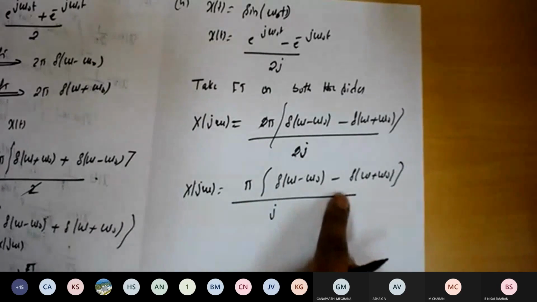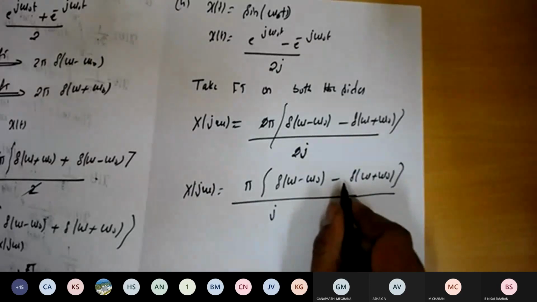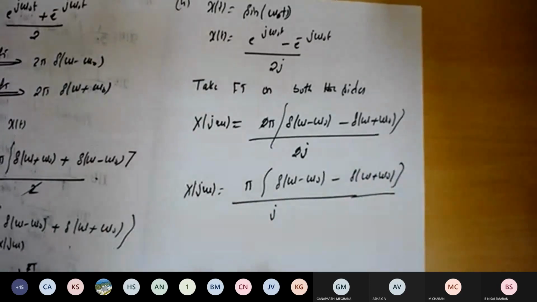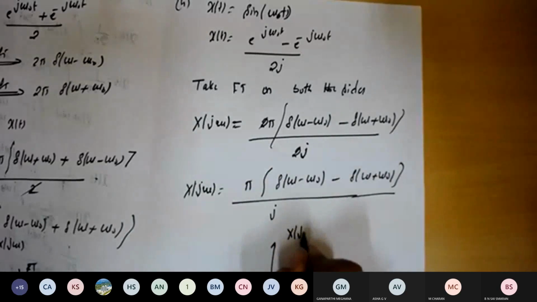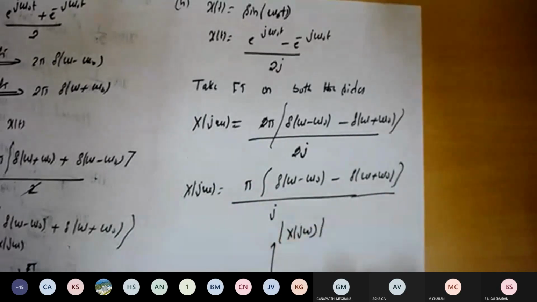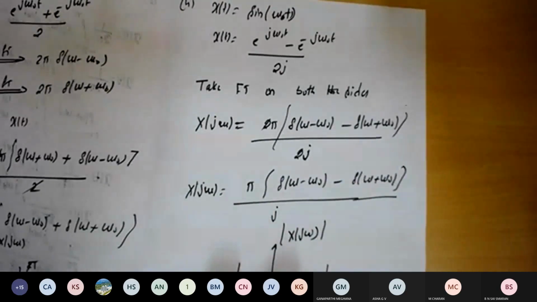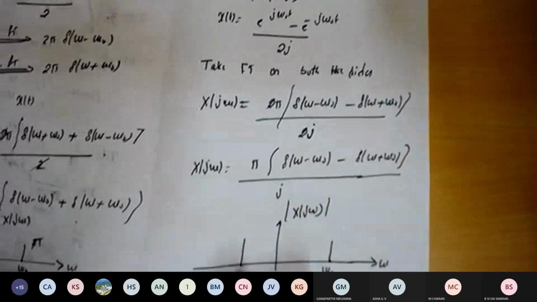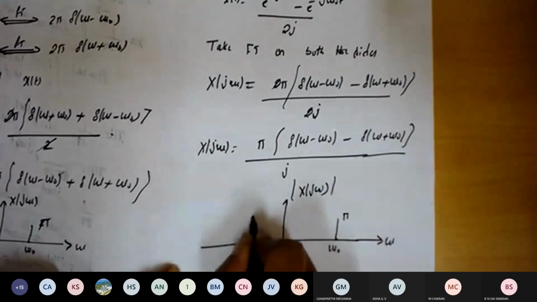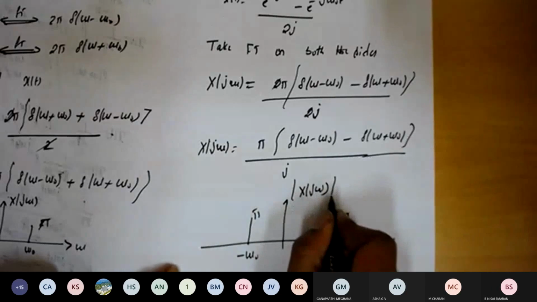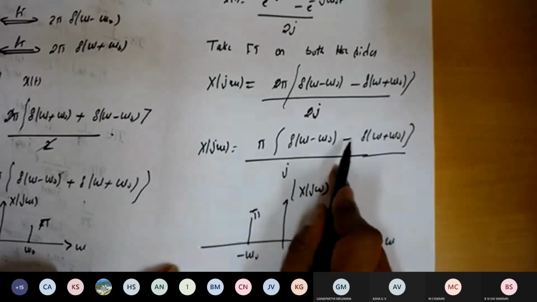And if you want to plot the magnitude frequency response, when I consider the magnitude, the j term will not come, the negative term will not come. So here also we'll get the same function. So this is the magnitude, and this is omega. So this is at omega naught, this is at plus omega naught, and this is at minus omega naught. The corresponding values are pi, since I'm considering the modulus. So whenever we consider the modulus, only the magnitude will come, the imaginary part and negative sign will not come here.